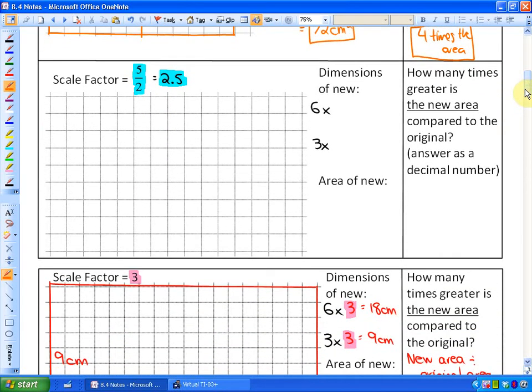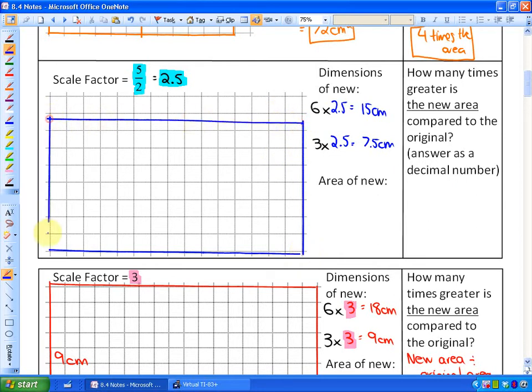We're going to see the effect that a scale factor of 2.5 has on the area. A scale factor of 2.5 would make the measurements 15 by 7.5. Here's 15 and here's 7.5. So your new rectangle, if you apply a scale factor of 2.5 to a rectangle that is 6 by 3, there's your new rectangle, and the area of that rectangle, 15 times 7.5, is 112.5 centimeters squared.